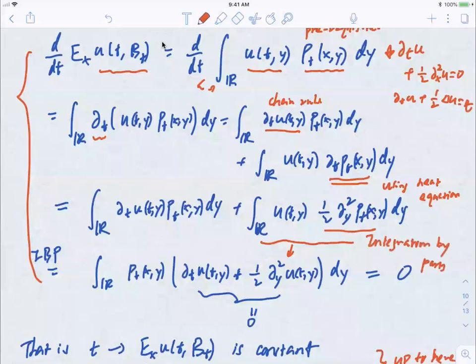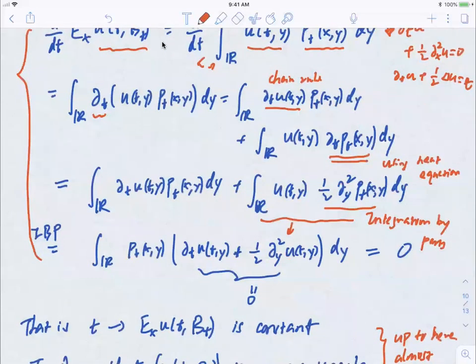To make integration by parts make sense, we need some decay property. That's why we assume u should be polynomial, so it does not grow too fast at infinity. But let's assume everything is okay. It's fine, so we can do integration by parts. The second order derivative is exchanged to u, and that's why we get pt here.